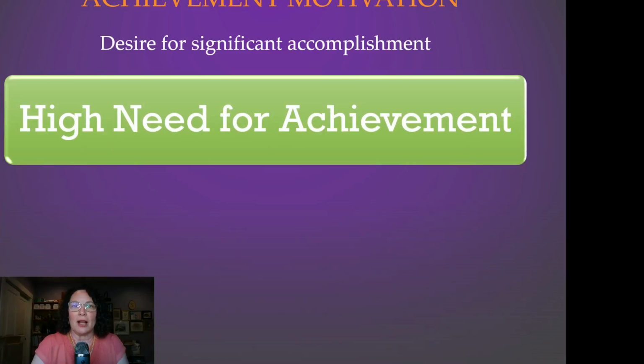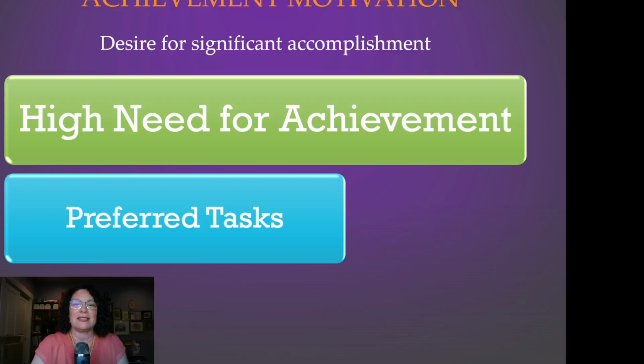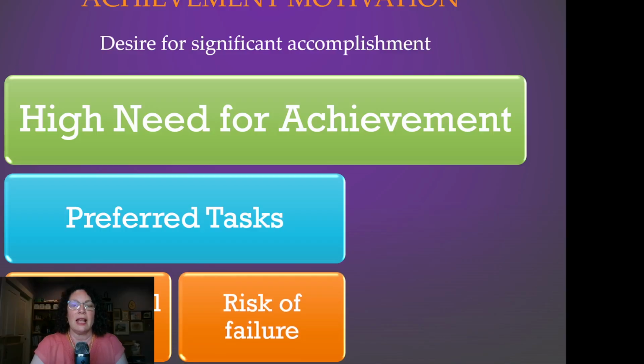Now, people who are high in the need for achievement tend to prefer tasks that require skill and effort and that carry with them a risk of failure. So people who are higher in the need for achievement like tasks that have a risk of failure and that really you need to have some kind of skill or be willing to exert a lot of effort or something like that to be successful.